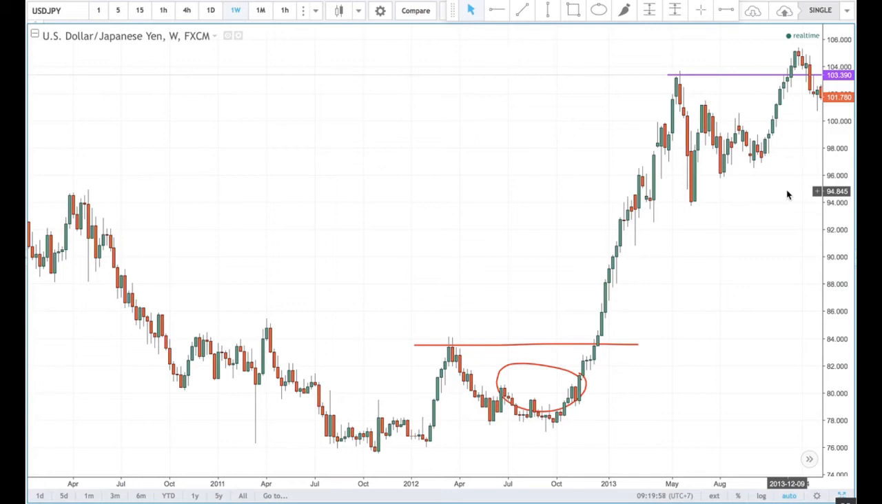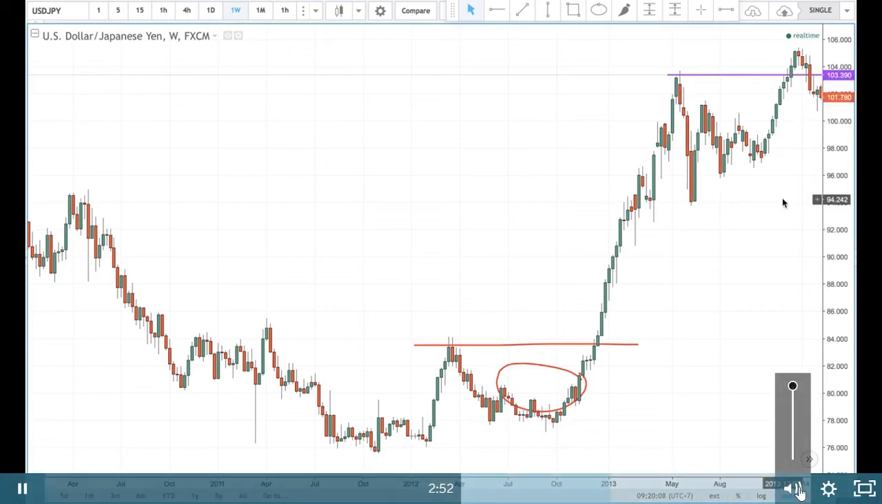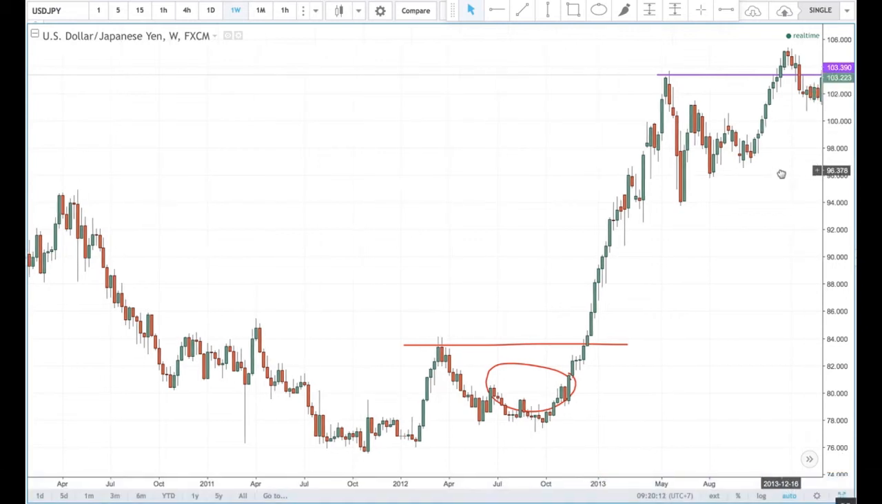I hope that makes sense. I'm going to repeat it again. It could be a faker, but that doesn't change the fact that the buyer's in control. So this could be a range still going sideways, and he's attempting to go long. All right, so let's take it further.